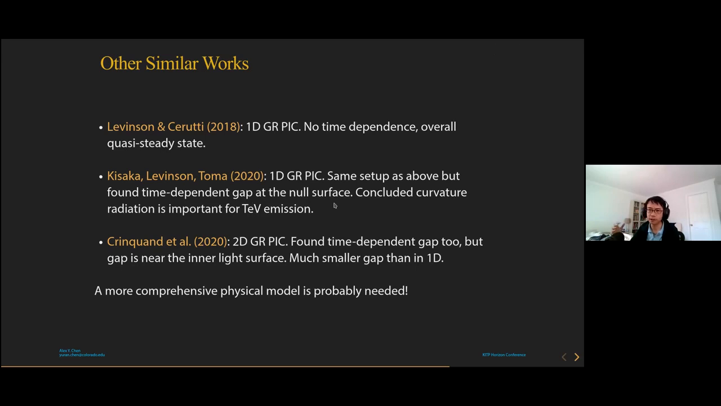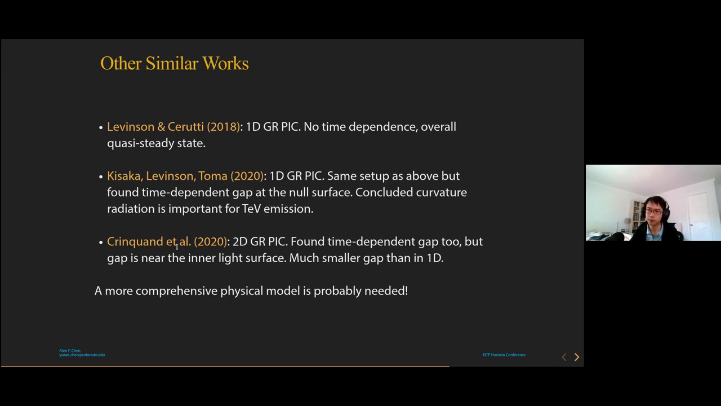They have slightly different parameter regimes, and they also included curvature radiation. And interestingly, they concluded that curvature radiation is important for TeV emission, not inverse Compton. We didn't have curvature radiation, but we estimated power. It's different, so it probably is because it's a different regime. There's some work to be done there.